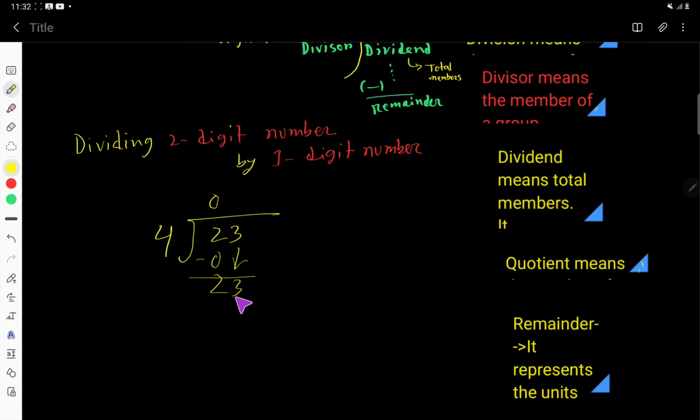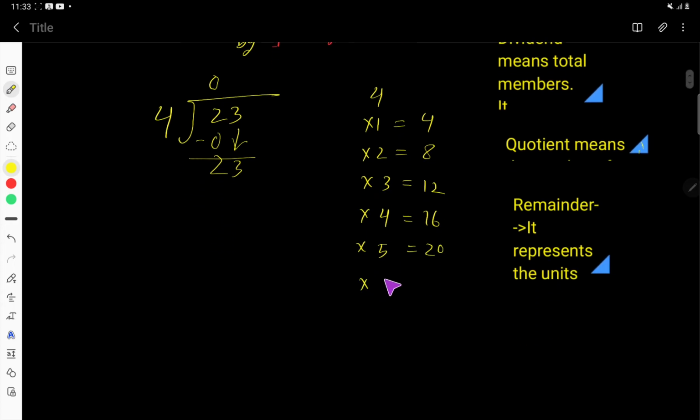So 4 goes into 23 how many times? Let us write the multiplication table of 4. 4 times 1 gives us 4. 4 times 2 gives us 8, just add 4 with this 4. Then 4 times 3 gives us 12, just add 4 with this 8. 4 times 4 is 16, just add 4 with this 12. And 4 times 5, just add 4, 20. 4 times 6, just add 4, 24, but here we have 23.